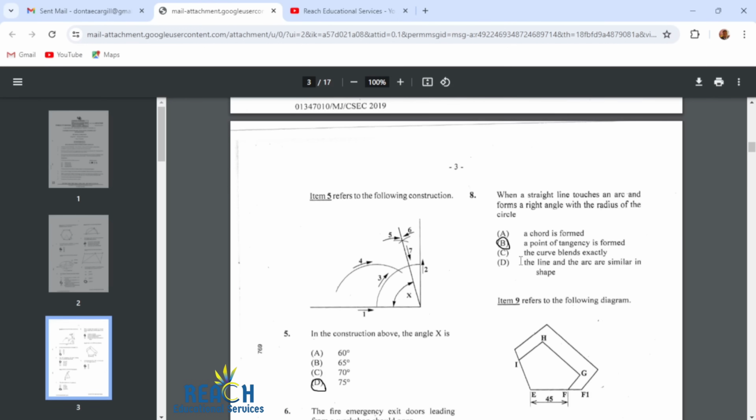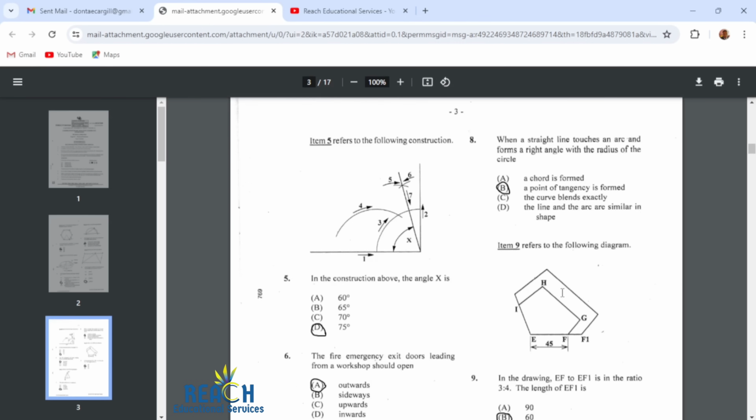Number 8. When a straight line touches an arc and forms a right angle with the radius of the circle, then a point of tangency is formed.